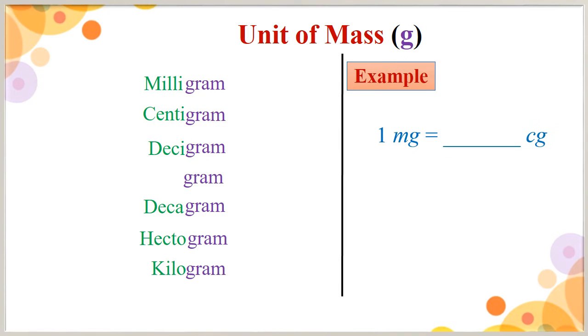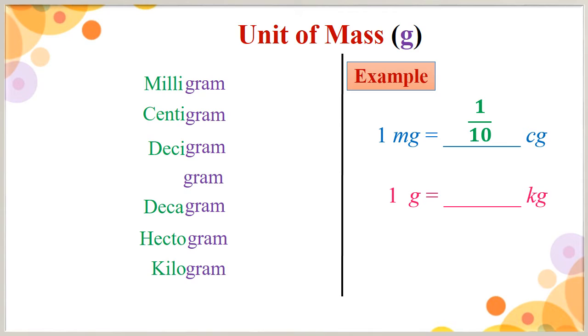And the third example, 1 milligram equals dash centigram. Here, small unit to bigger unit, isn't it? Now we are going to convert a small unit to a bigger unit. How many intervals? There is only one interval, so 1 by 10 centigram.